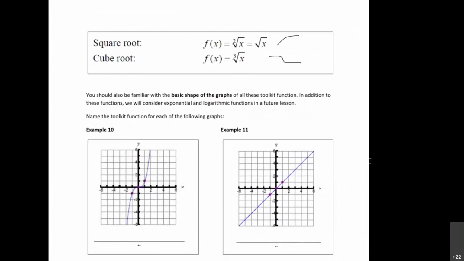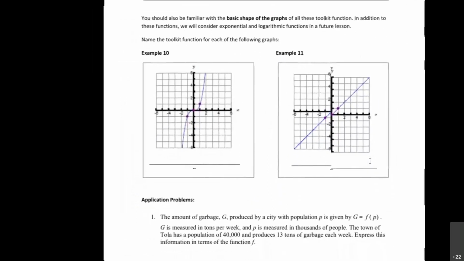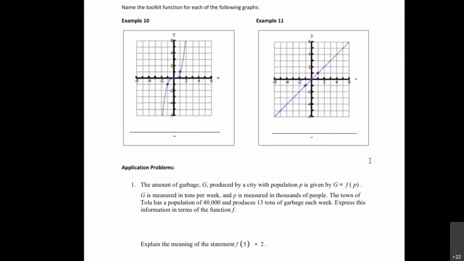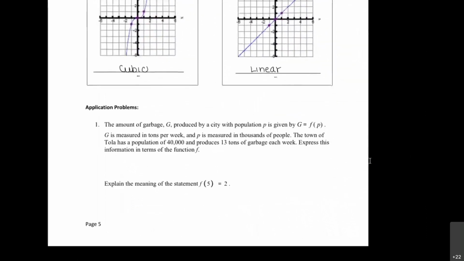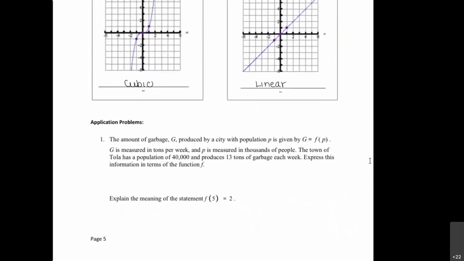Okay, and again, you can kind of see basic shapes. We can pick these up and move them around, but it'd be a good idea to be able to recognize basic shapes like this. Okay, I just want to take a minute and look at this brief application problem, and then we'll come back to the meeting and I'll show you Desmos.